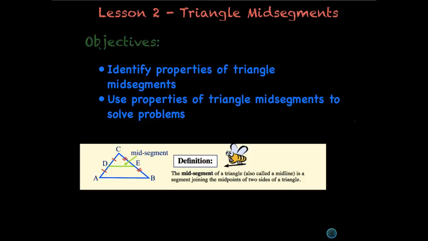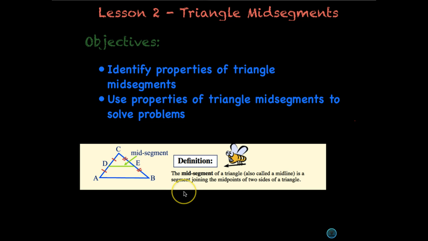Welcome to Lesson 2, Triangle Midsegments. Our objectives are to identify properties of triangle midsegments and to use these properties to help to solve problems. Okay, let's look at what is a midsegment.